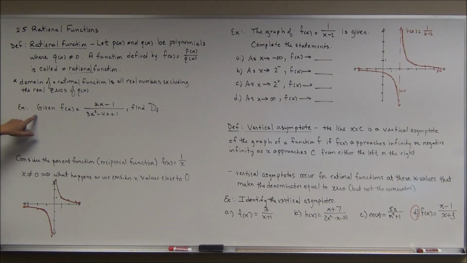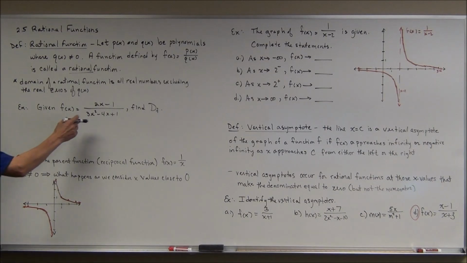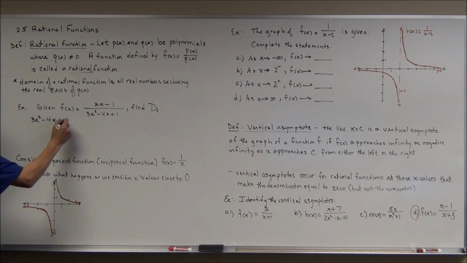So if I said what's the domain of f here, given f of x is equal to 2x minus 1 all over 3x squared minus 4x plus 1, I would first have to find the values that make the denominator 0. I'm not really worried about the numerator being 0. I just can't have the denominator equaling 0 because you can't divide by 0. So we have to exclude those.